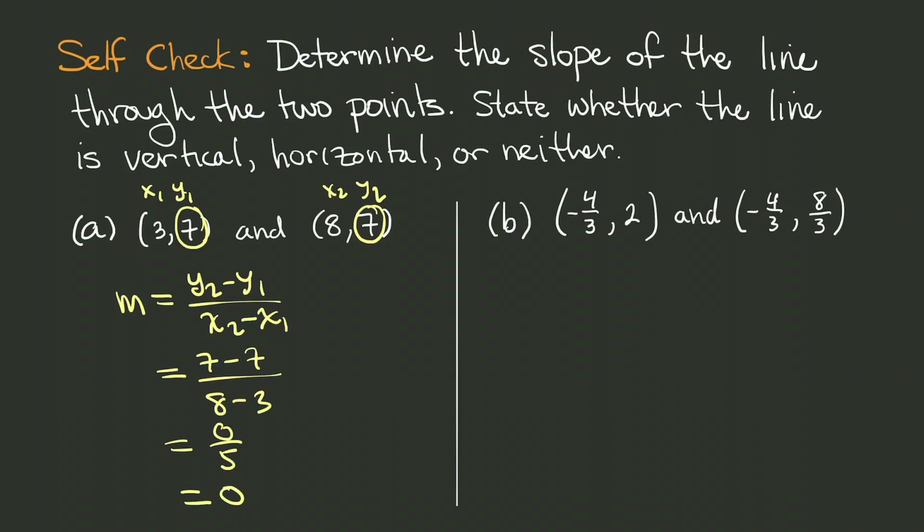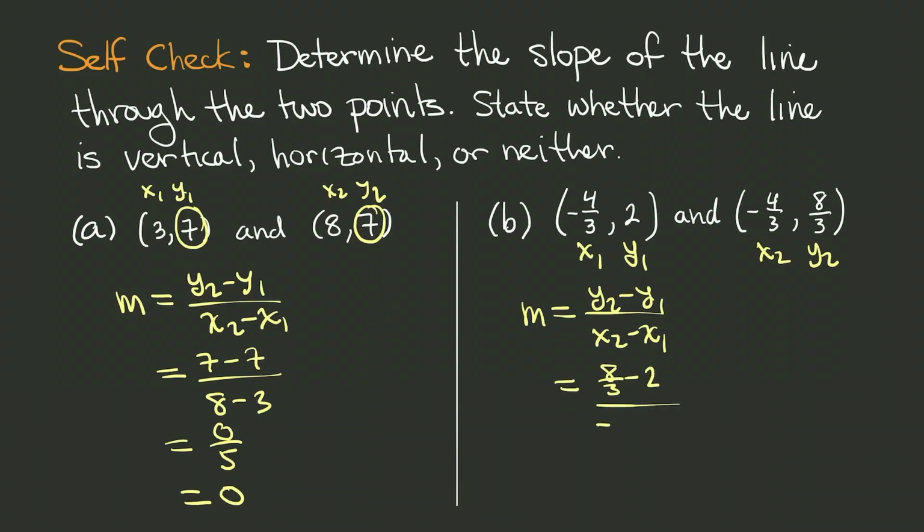For part B, we have (negative 4/3, 2) and (negative 4/3, 8/3), so let's call these x1, y1, and x2, y2. Then when we compute the slope, we're going to have y2 minus y1 over x2 minus x1. y2 minus y1 is going to give us 8/3 minus 2, and then x2 is negative 4/3, and then we're subtracting negative 4/3. That's going to give us 0 in the denominator. So we'll have 8/3 minus 2, whatever that is, over 0. So this is going to be undefined.